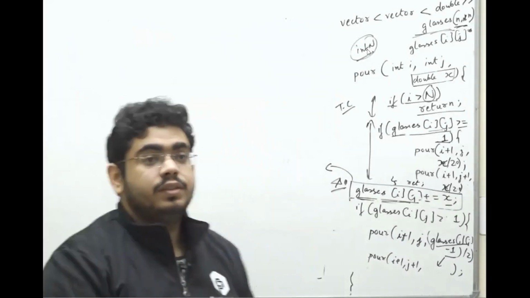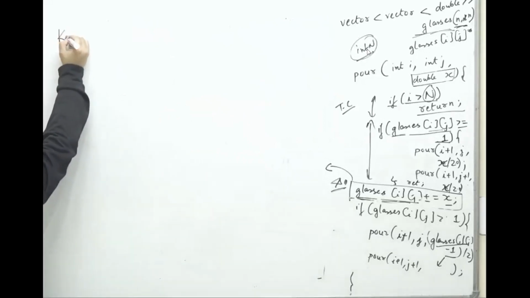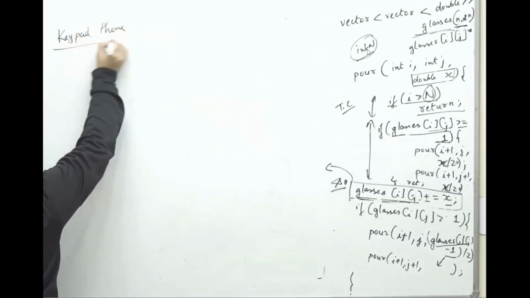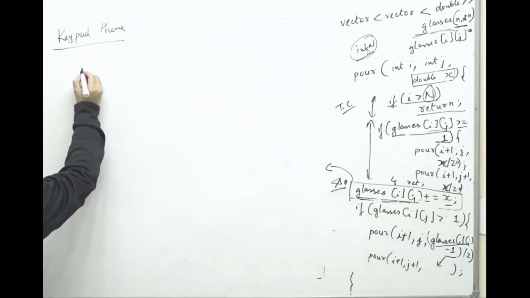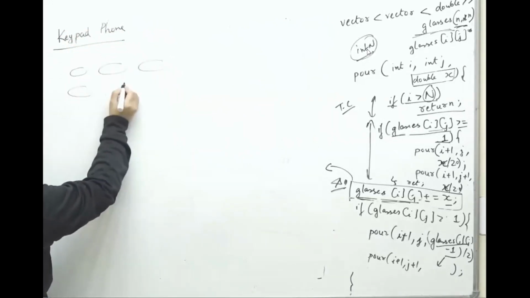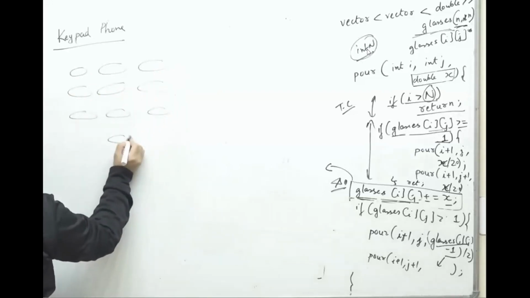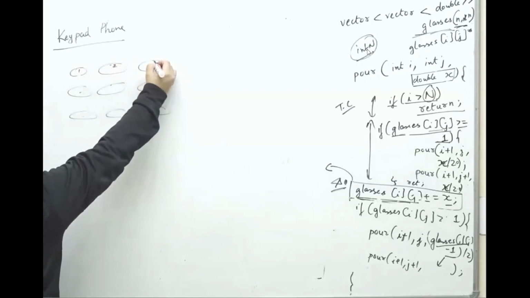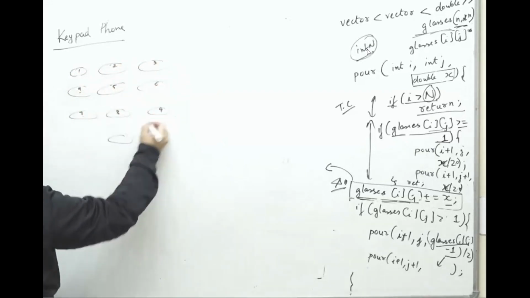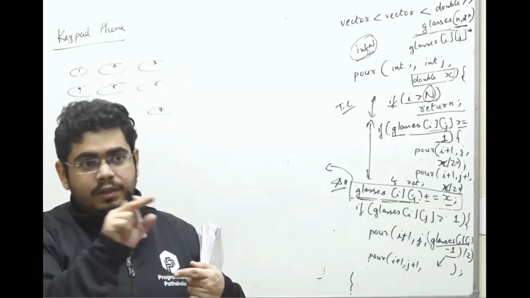So this problem says, let's say we have a keypad phone. There is a phone which is like this. So 1, 2, 3, 4, 5, 6, 7, 8, 9, and 0. There is a phone like this. There used to be a keypad, right?